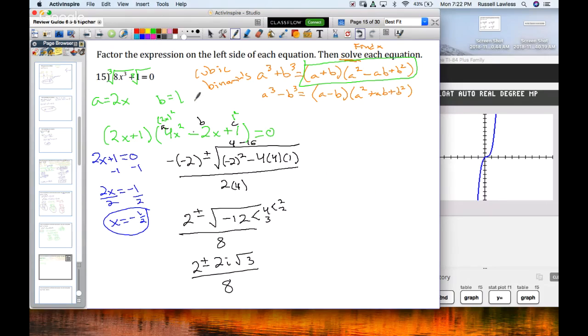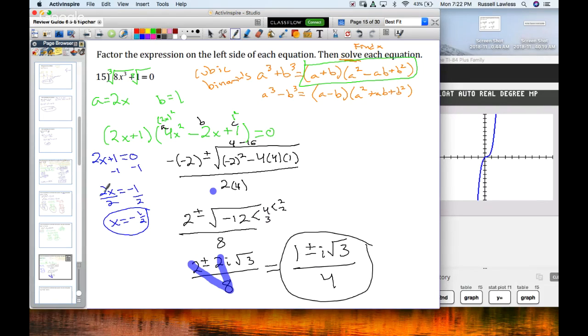Thing is here, these things simplify, meaning that if the 2, 2, and 8 all have a value in common, we can divide this by a common factor, which in this case is 2. And so our final answer then would be 1 plus or minus i root 3 over 4. So that means this is an answer along with that -1/2. We can't forget about that.